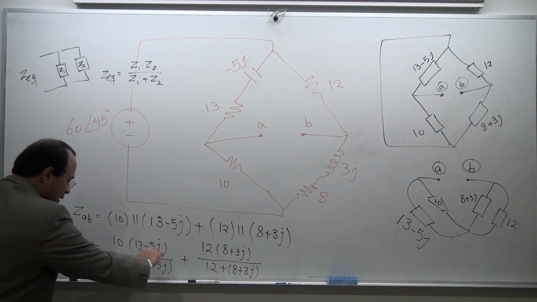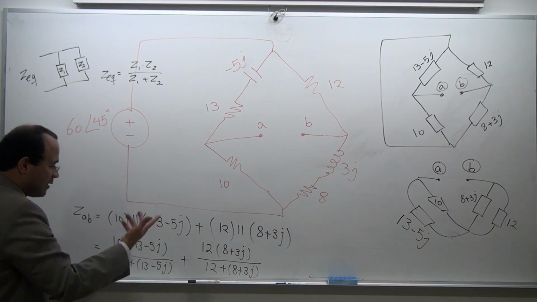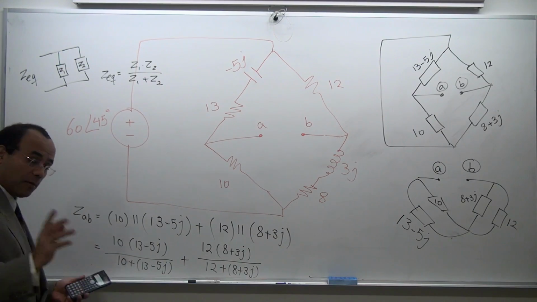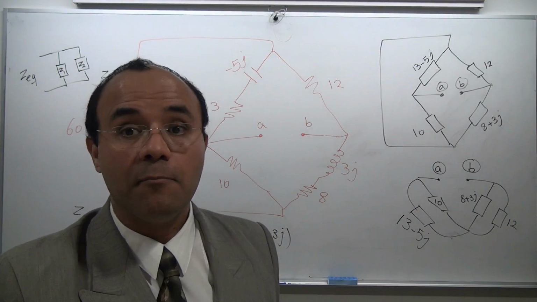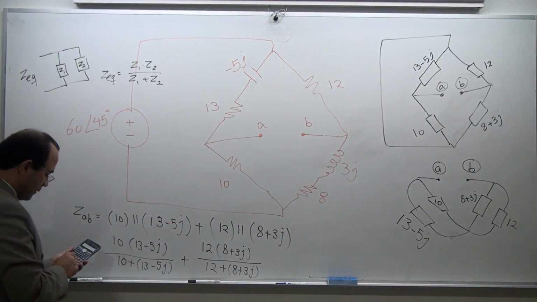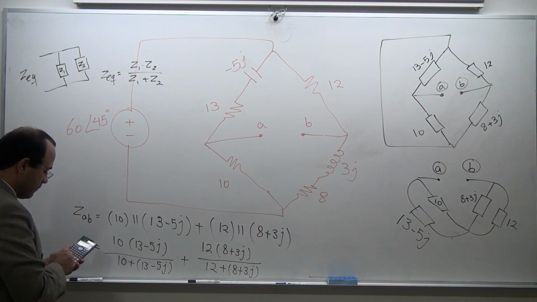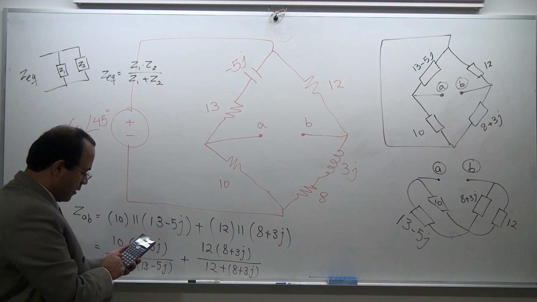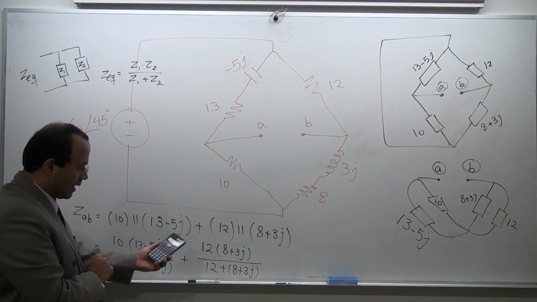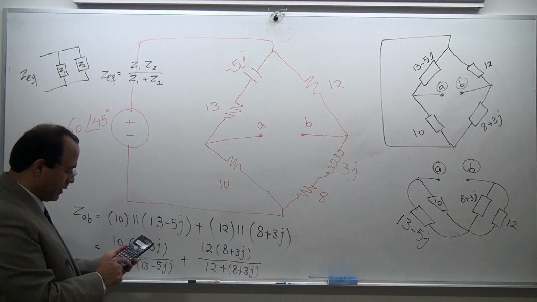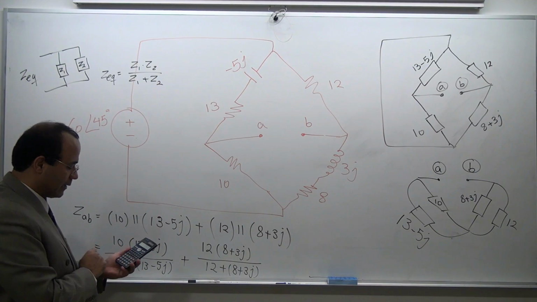I need you to put this in the entire bracket, or you can say 10 and 13 is 23, right? So whatever comforts you, I hope you can add them up. I'm not surprised if you say 10 plus 13 is equal to 3, because it's exam time. But you can put them all and be careful about that. 23 minus 5J, that's this guy. Plus, let's do this part. 12 times open bracket 8 plus 3J, that's on top, divided by 12 and 8 is 20. So it's going to be 20 plus 3j, close bracket.